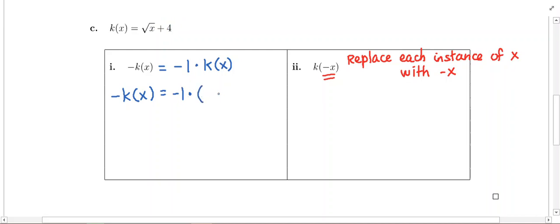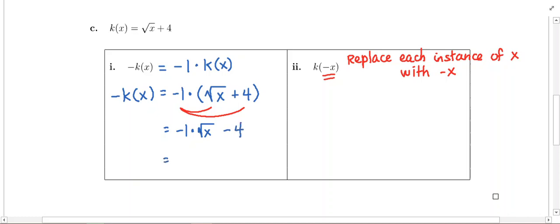So we need to encase the entire function in parentheses because we're going to have to distribute that negative through. Okay, so here we've set it up, negative 1 times the function, and now we're just going to distribute this negative 1 here and here. Okay, so we're going to get negative 1 times the square root of x, and then we're going to do negative 1 times positive 4. That's going to be minus 4.